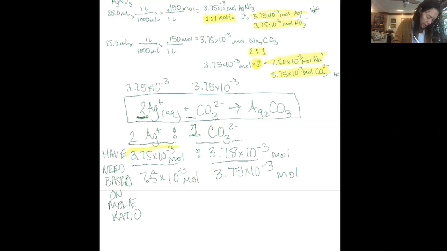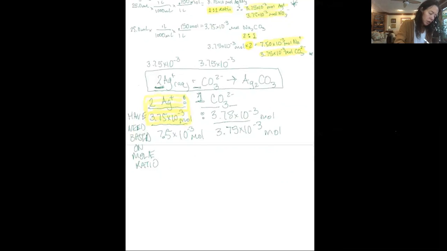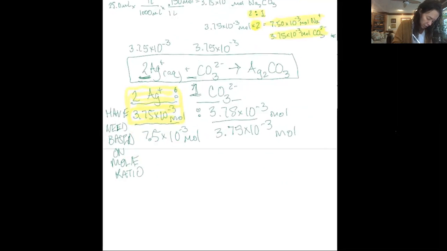I can already identify that this is my limiting reactant. Now, if that did not work for you, let's look at it a different way. And if it did, I apologize for this. You can fast forward if that's up to you. Answer all the questions, check your work.